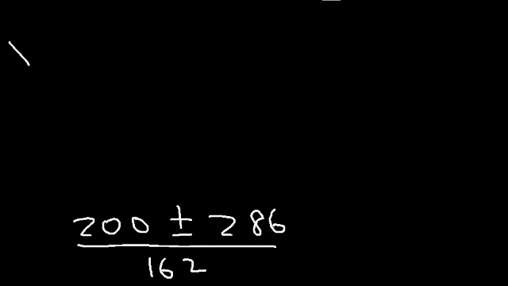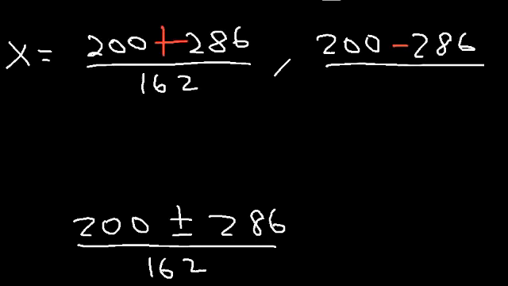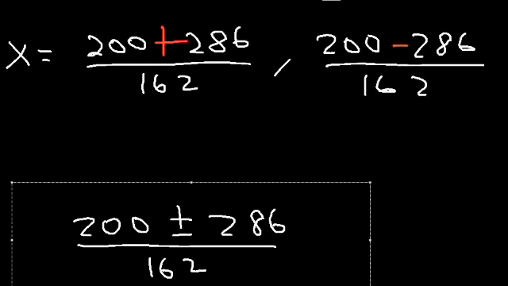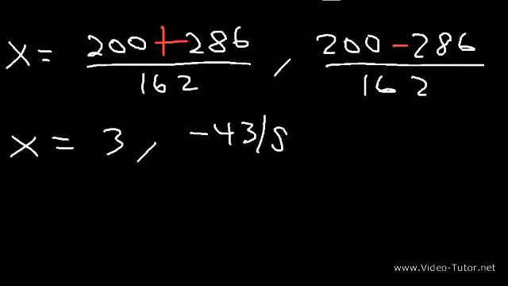So this will give us two possible answers. 200 plus 286 divided by 162, and 200 minus 286 divided by 162. 200 plus 286 is 486, and if you divide it by 162, the entire thing is equal to 3. 200 minus 286 divided by 162 is equal to negative 43 over 81. So now let's rewrite the original expression.